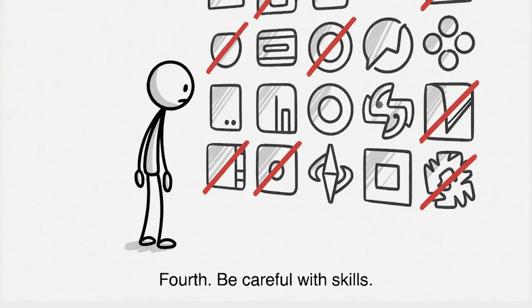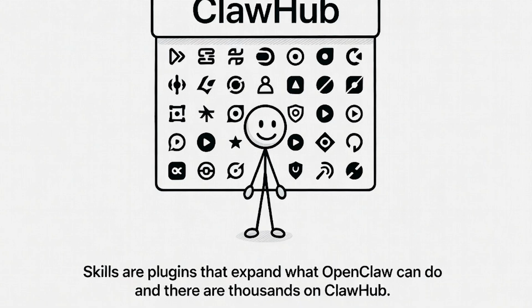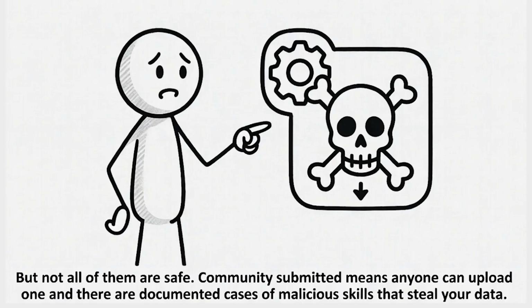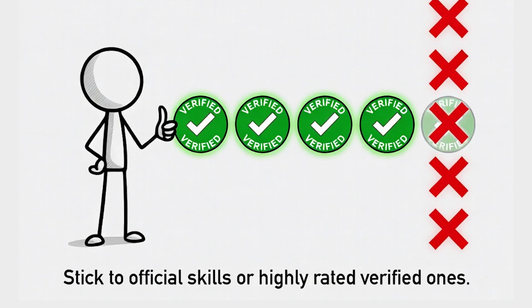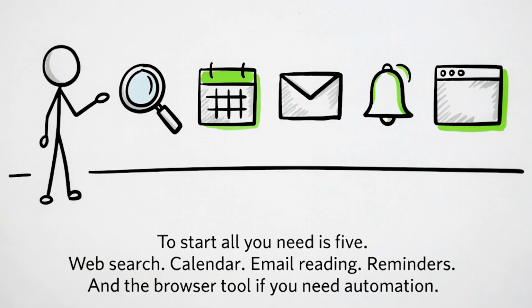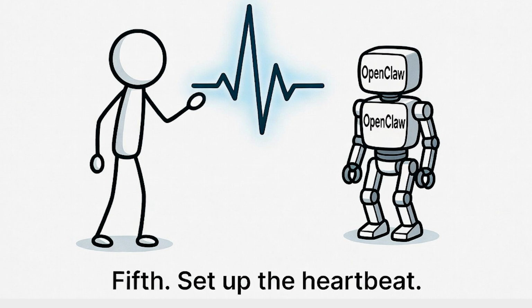Fourth, be careful with skills. Skills are plugins that expand what OpenClaw can do, and there are thousands on ClawHub, but not all of them are safe. Community submitted means anyone can upload one, and there are documented cases of malicious skills that steal your data. Stick to official skills or highly rated verified ones. To start, all you need is 5: web search, calendar, email reading, reminders, and the browser tool if you need automation. That's it.